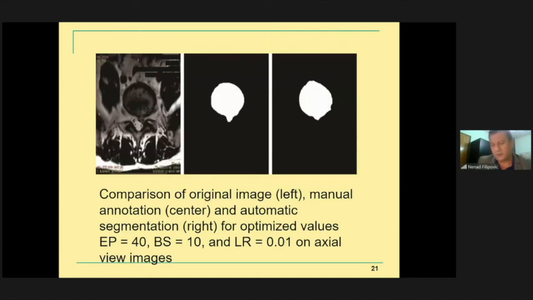When we compare the original image on the left side, the manual annotation in the center, and the automatic segmentation on the right, we can see the optimization values on the axial view image, which are presented here.